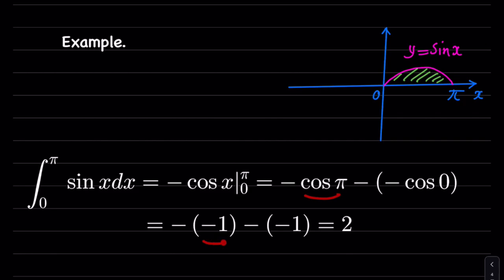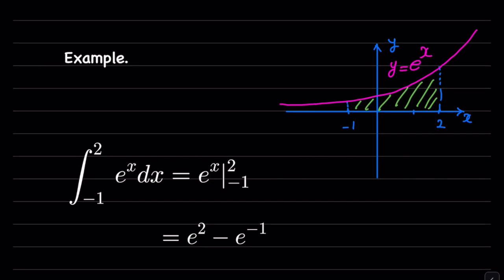Cosine of pi is minus 1. Cosine of 0 is 1. And you have the same minus sign here. So if you simplify these numbers, this becomes plus 1, the minus signs cancel, you get a plus 1. Same here, the minus signs cancel, you get a plus 1. So 1 plus 1 becomes equal to 2. So the area under the graph of sine between 0 and pi is equal to 2.